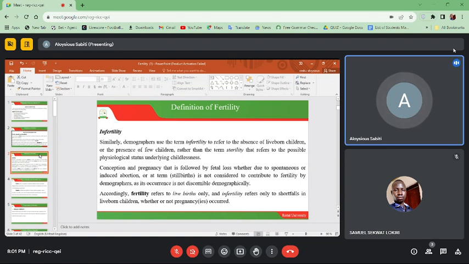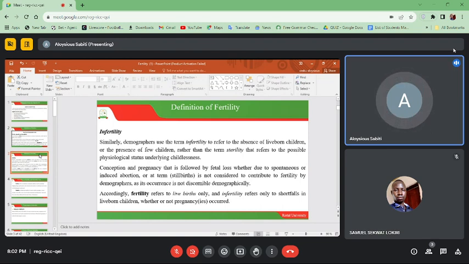Conception and pregnancy that is followed by fetal loss, whether due to spontaneous or induced abortion, or at term, meaning stillbirth, is not considered to contribute to fertility by demographers, as its occurrence is not discernible demographically.